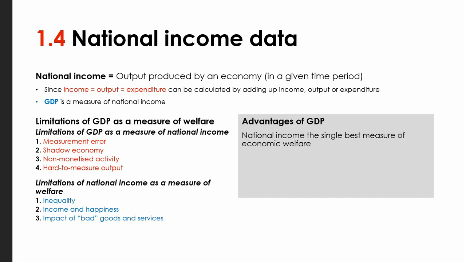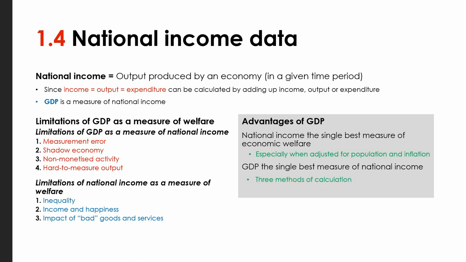All of that being said, though, GDP does have some real advantages, which is why it's used. Fundamentally, because national income is the best single measure we have of economic welfare, even if it's perhaps not perfect. Especially because we can adjust it for the size of the population and for inflation and for other things like that. It's a pretty good measure of economic welfare. And GDP is a very good measure of national income, even if it's not perfect. Not least because we have these three methods of calculation. That's a very quick overview of all that we need to know in this topic, obviously missing out a lot of detail.